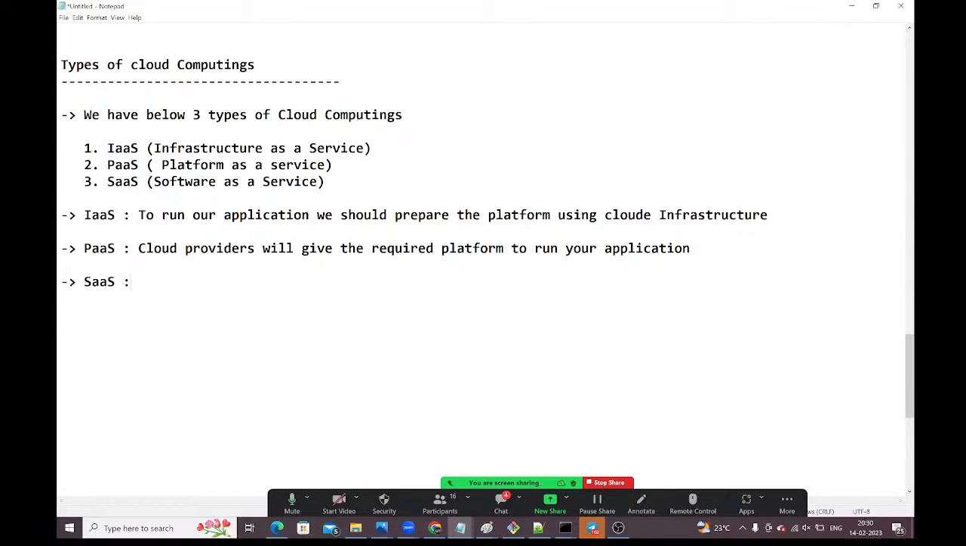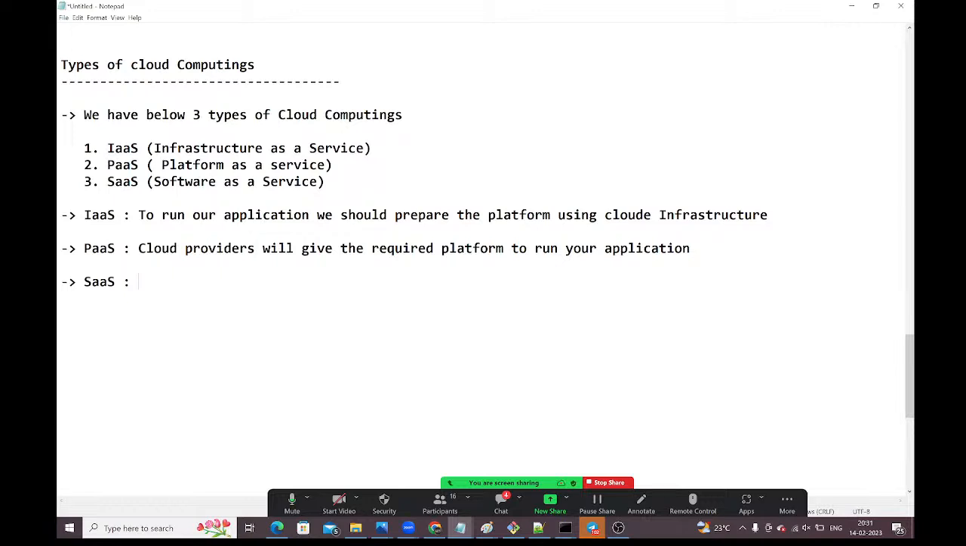Next we have SaaS. SaaS means what, guys? Software as a service. Here you don't need to take care of the application. You don't need to take care of the platform. You don't need to take care of the infrastructure. Whatever you want, everything they are providing to you. Use it for your business and pay the rent every month. That's it, guys.